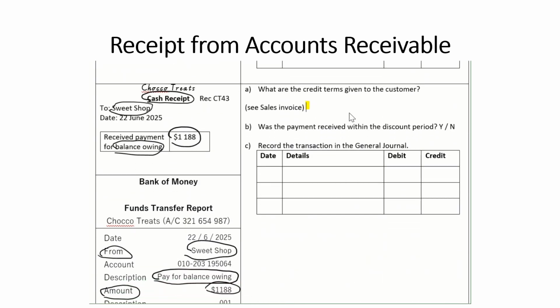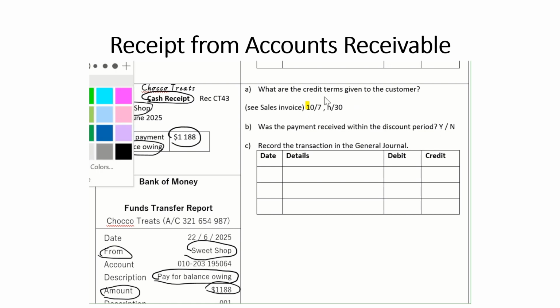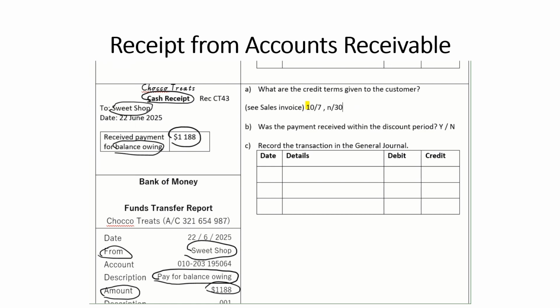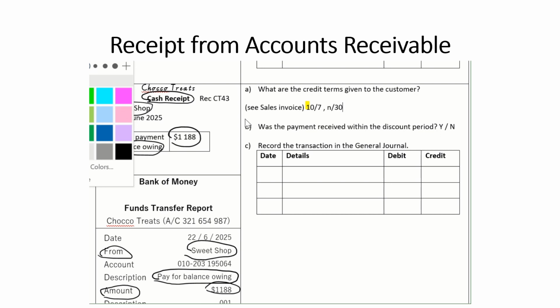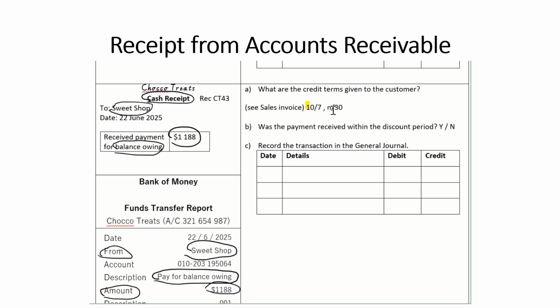So here we have 10/7 and /30. That means if payment is made within 7 days, we will give a 10% discount for the payment that has been made within 7 days. Regardless, the full payment needs to be received within 30 days.